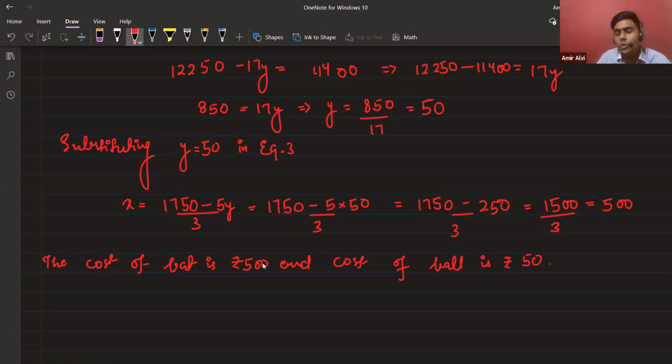Okay, so it's up to you if you are confident. So sometimes it happens that in the exams we are not confident about our answers. So what you can do, put the values into any of the equation. If LHS and RHS are equal, it means that you have done the question correctly. Got it?